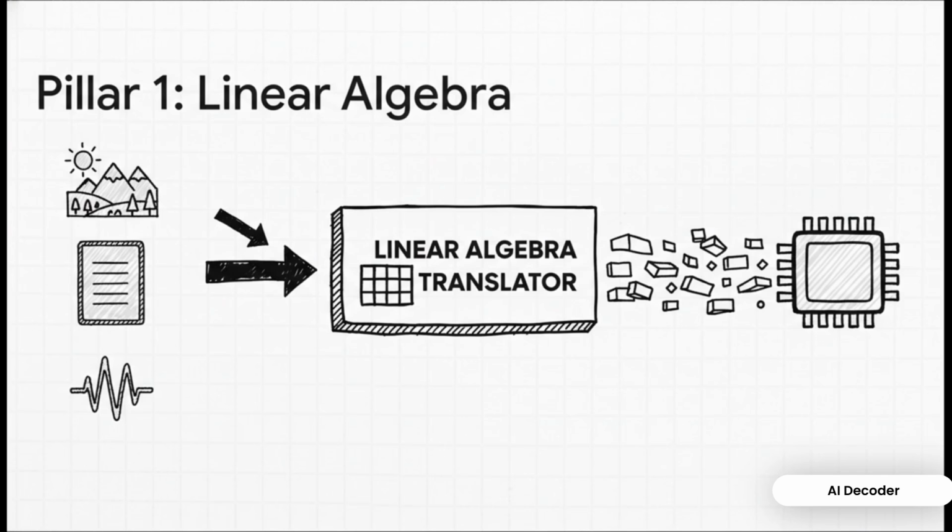The best way to think about this is like it's the universal translator for AI. Look, our world is messy. It's full of images and words and sounds. Computers, they only get one thing: numbers. Linear algebra is the toolkit using things called vectors and matrices to turn all that messy real-world stuff into numbers that a computer can actually understand and work with.